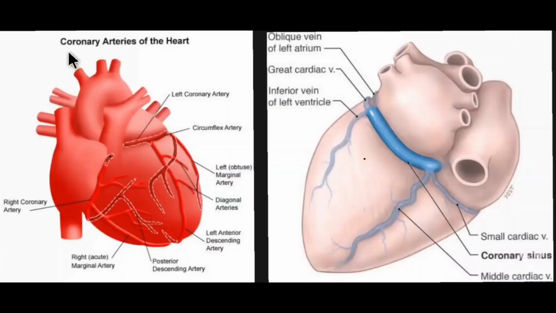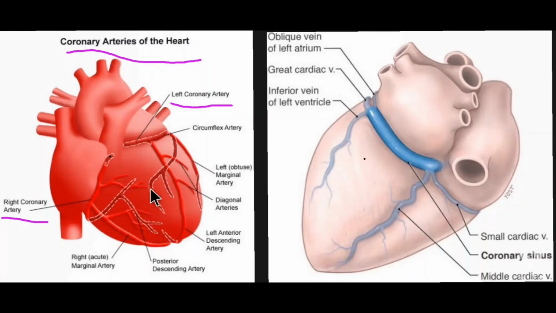Now, let's discuss coronary arteries of the heart. Now you see this diagram, this is the heart, right? Here many coronary arteries are present. This is the left coronary artery, this is the right coronary artery, and these are the sub arteries. These two are the main coronary arteries. Anyway, when you go to higher classes, you can study all the arteries.